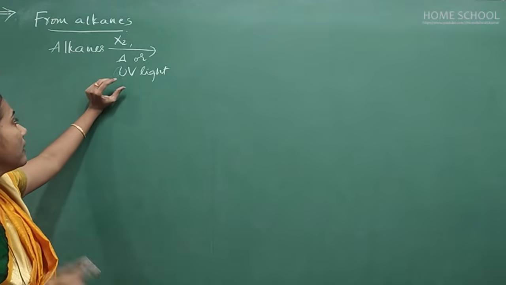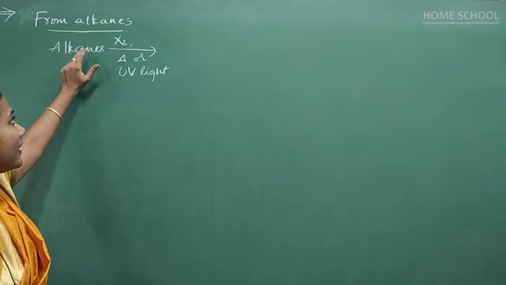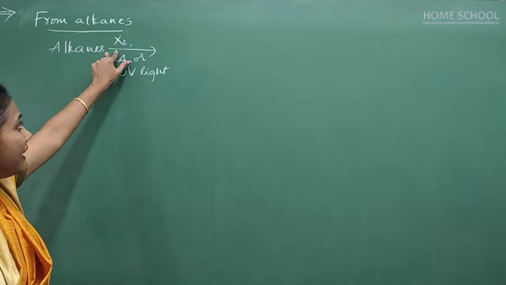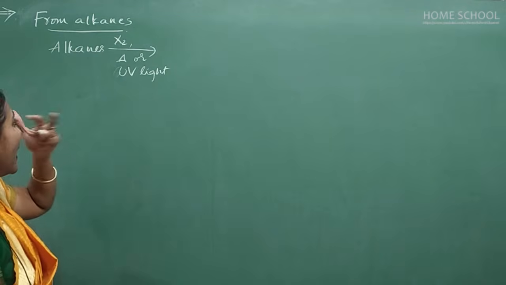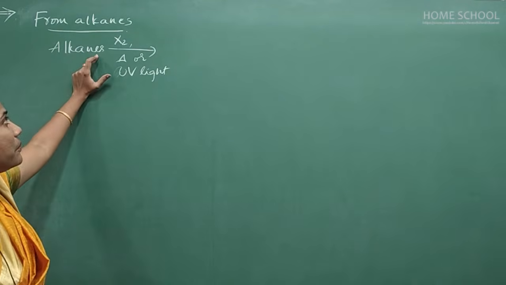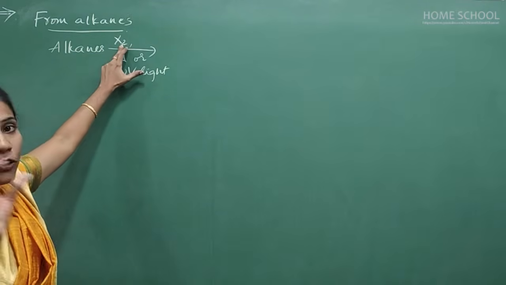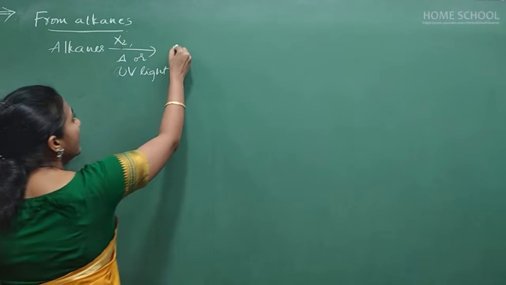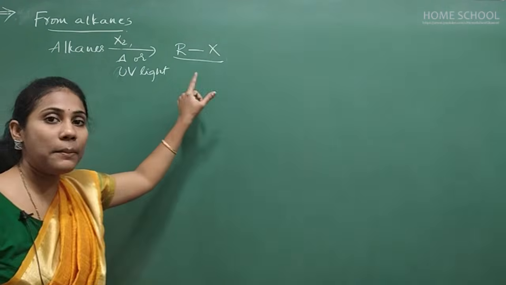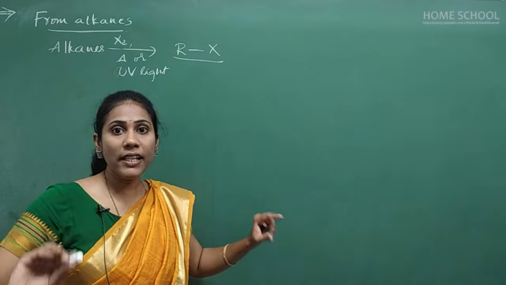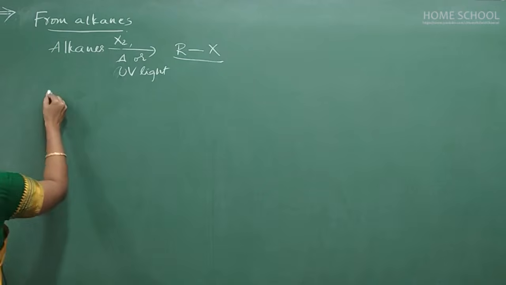This is very important. Halogens are reacted with alkanes on heating or when exposed to UV light. What happens is the hydrogen atoms of the alkanes get replaced by halogen atoms. That way you get RX type compounds, which are nothing but alkyl halides. Let's understand this in detail with a few examples.